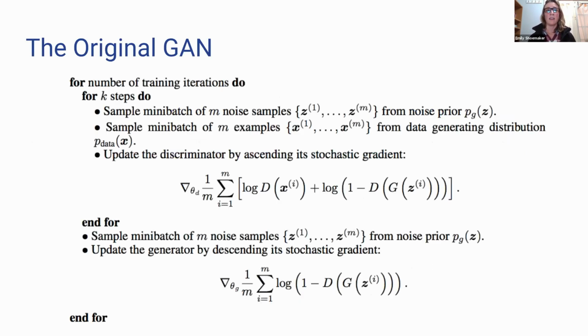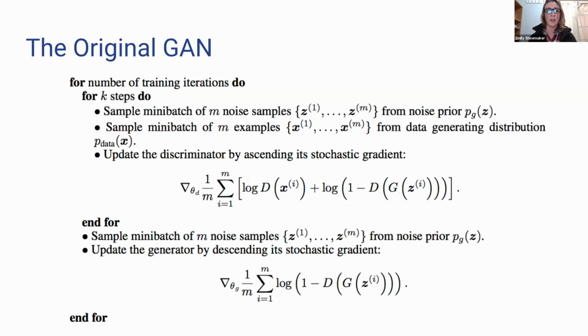Here is an excerpt from the 2014 paper, the original GAN paper, where it's talking about how with each iteration, we're updating the discriminator by ascending its stochastic gradient and updating the generator by descending its stochastic gradients. This concept is pretty intuitive actually, and hopefully makes sense, but in practice it can be pretty difficult to actually implement.